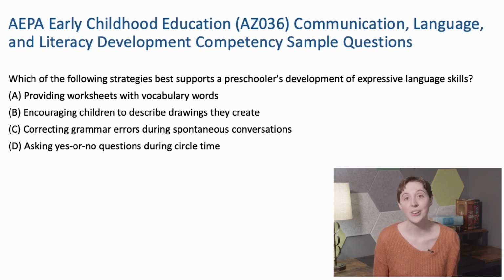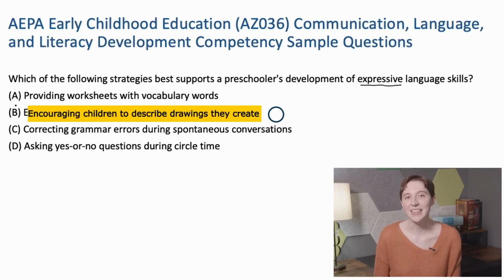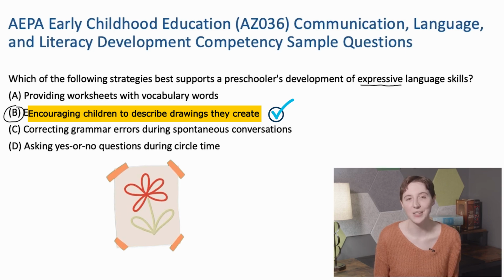Here's a great place to use a common testing strategy. Identify keywords in the question that point toward the correct answer. Here, our keyword is expressive. So, we know we're looking for the option that encourages broad vocabulary, sentence formation, narrative skills, etc. Option B definitely gives students an opportunity to use expressive language to communicate their thoughts, feelings, and experiences. Worksheets are passive and not developmentally appropriate for promoting expressive oral language. Constant correction can hinder confidence and discourage verbal expression. And yes or no questions limit language use rather than expand it.